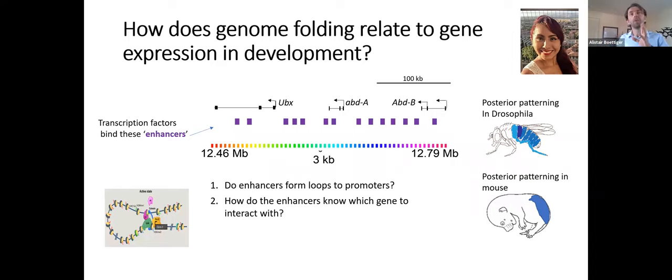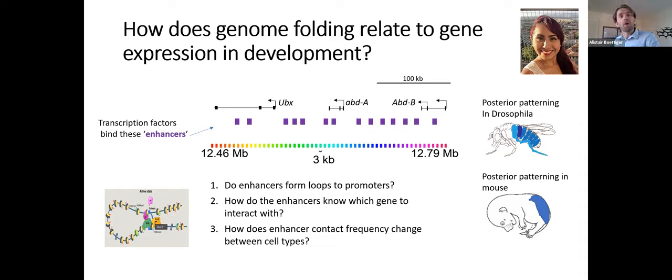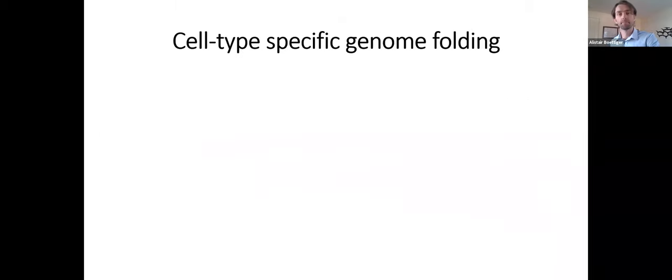Second, how do the enhancers actually know which gene to interact with? What are the directive signals? Maybe they interact with everything. And finally, how is this set up in a cell type specific manner? Is structure regulated in a cell type specific manner in this domain?